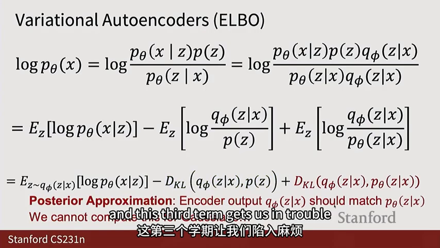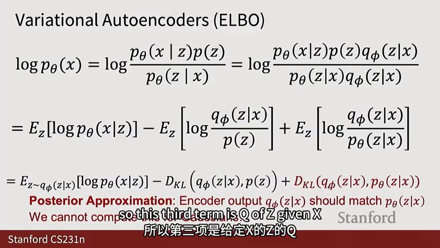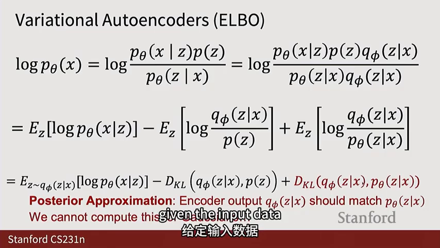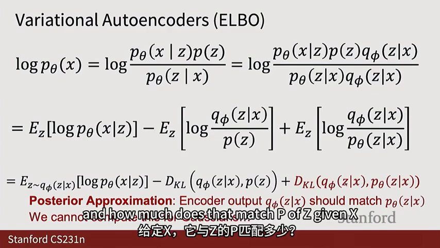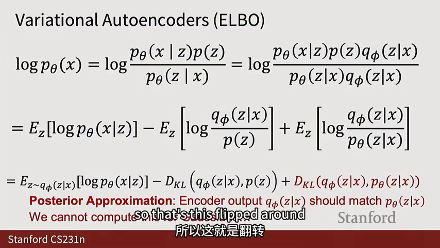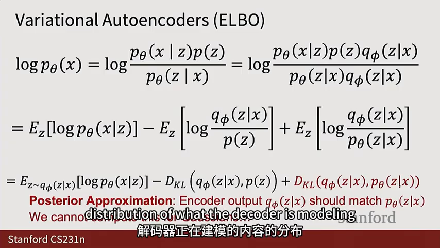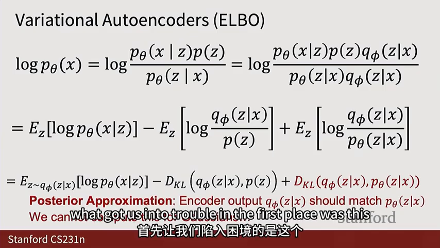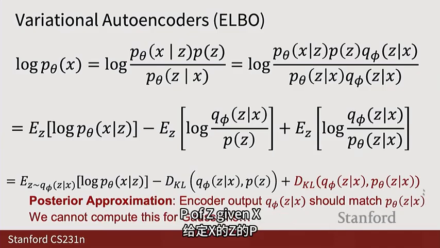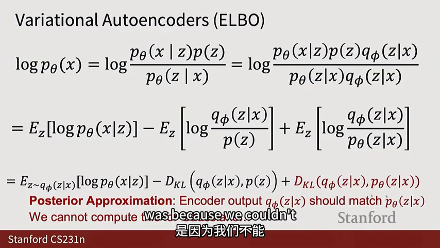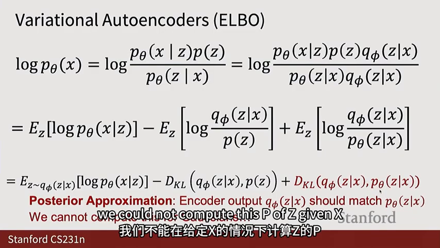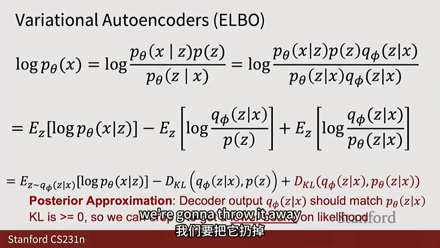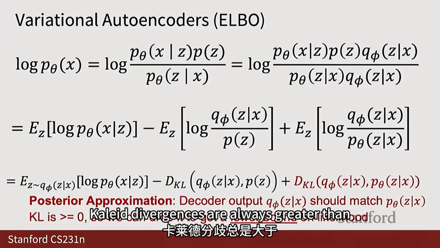And this third term gets us in trouble. So this third term is Q of Z given X, the predicted distribution over Z given the input data X to the encoder. And how much does that match P of Z given X? So that's this flipped-around distribution of what the decoder is modeling. And this one, we're out of luck. We cannot compute this term. Because remember, what got us into trouble in the first place was this P of Z given X. The whole reason we introduced Q was because we could not compute this P of Z given X. So now, what do we do? We're going to throw it away. Because we know that KL divergences are always greater than or equal to 0.